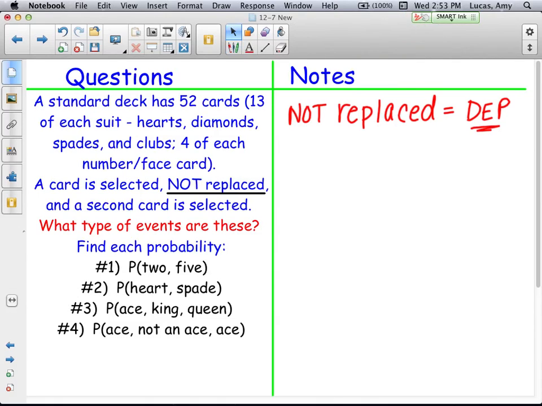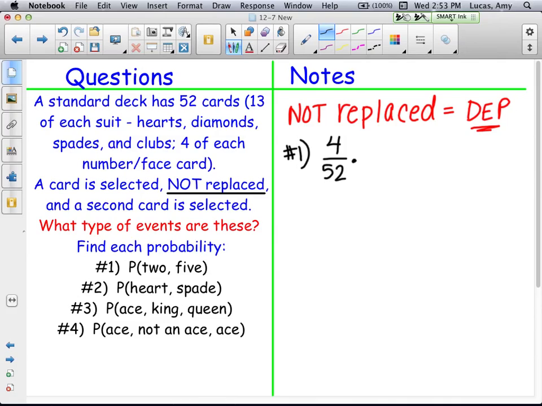Find each probability. So number 1, the probability of getting a 2 and then getting a 5. Well, there are 4 cards in the deck that are 2s, because there's a 2 of hearts, 2 of diamonds, 2 of spades, and a 2 of clubs. So 4 out of 52 are 2s. Then you're not putting the card back. And that card was a 2. So the next probability we need is to get a 5 for the next card. Well, there are 4 5s in the deck, but there are only 51 cards because you didn't put that 2 back.